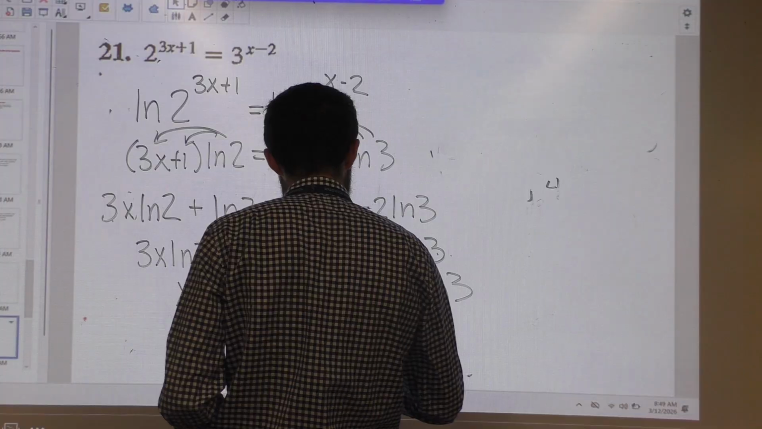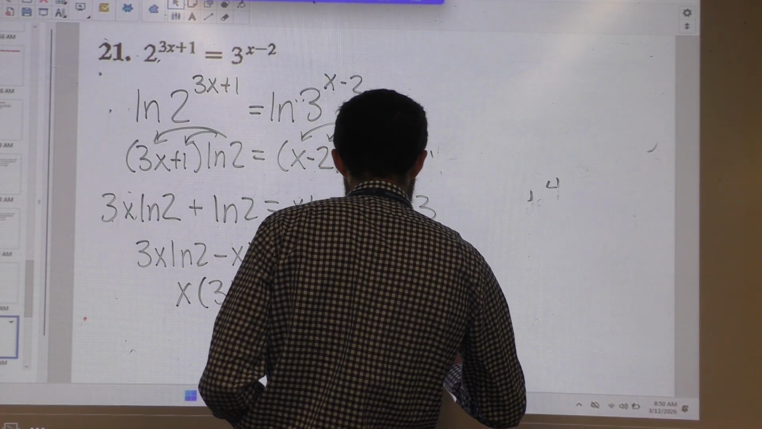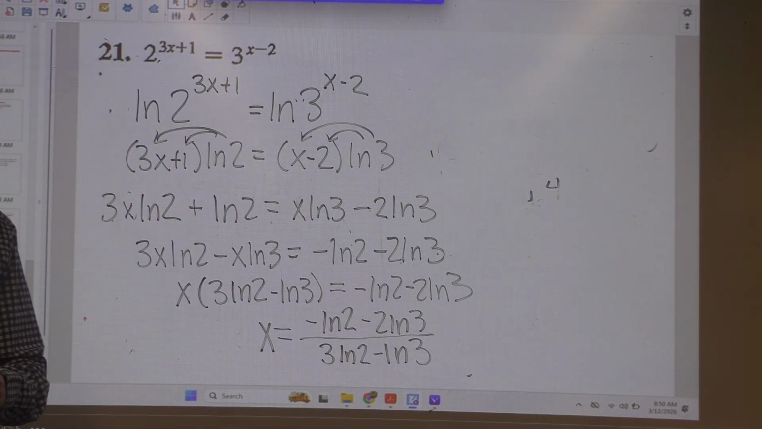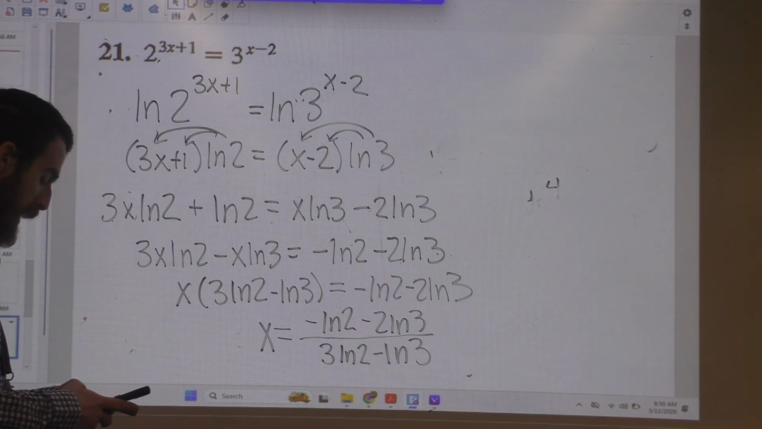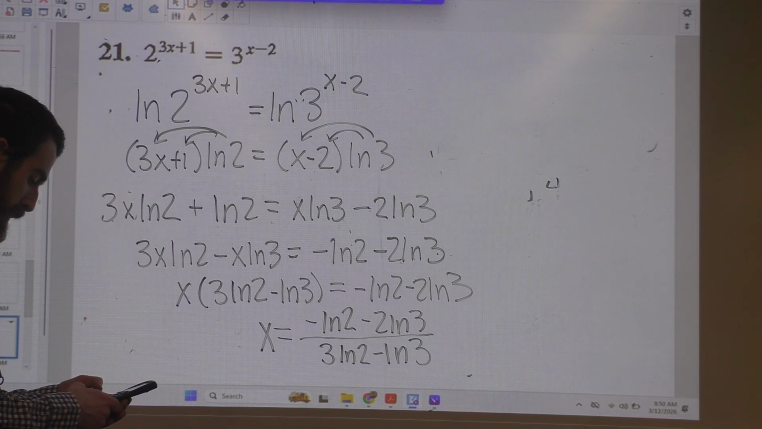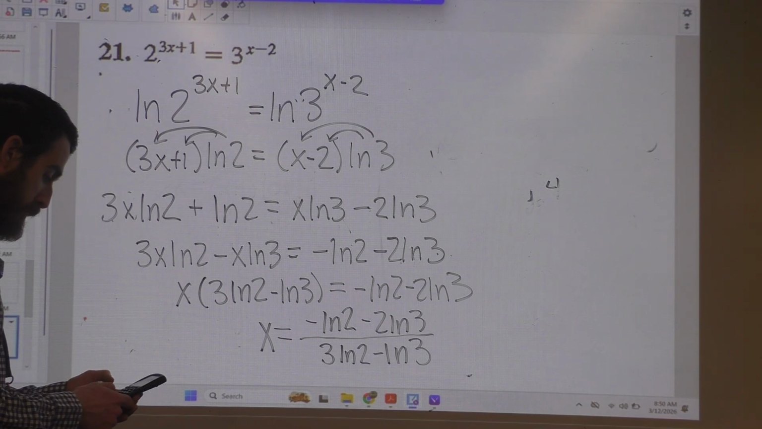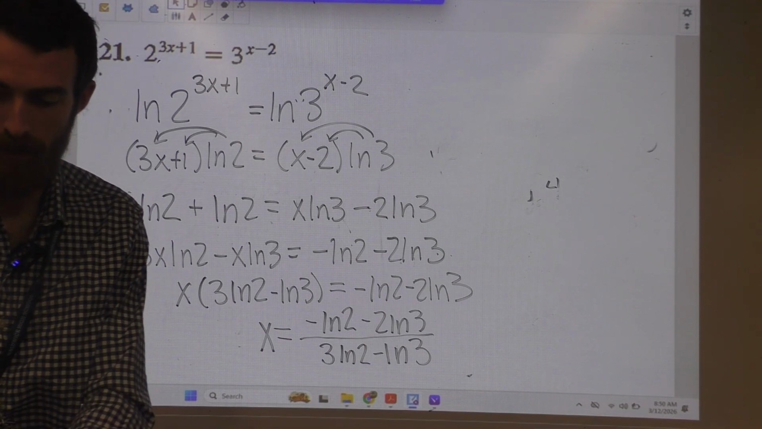Treat this kind of like you're doing algebra and you're keeping track of variable terms. Because all 4 of those terms in the expression that we have are numbers, we can treat them as such, and it is an answer just as much. So x equals negative ln of 2 minus 2 ln of 3, all divided by 3 ln of 2 minus ln of 3. That's about negative 2.95.